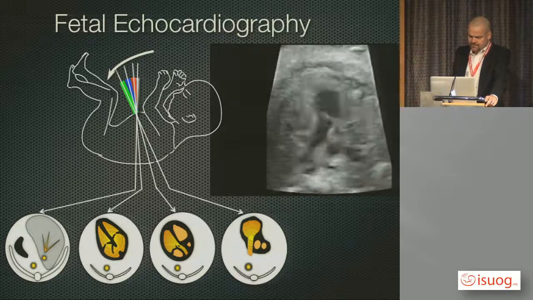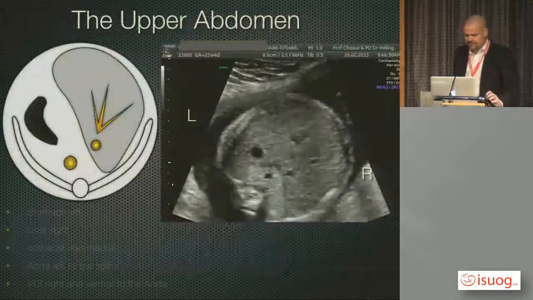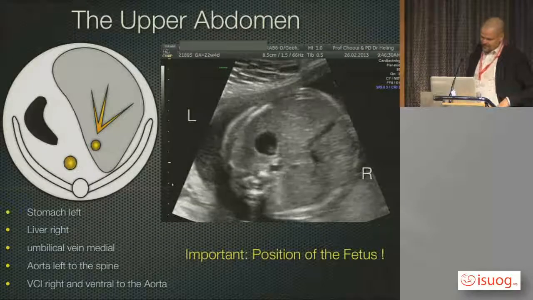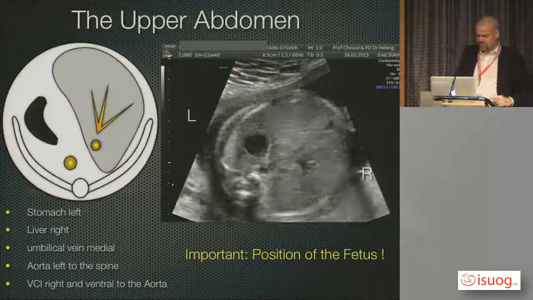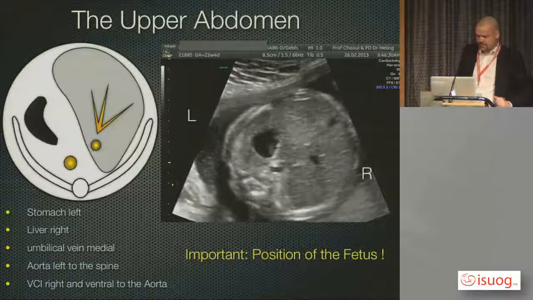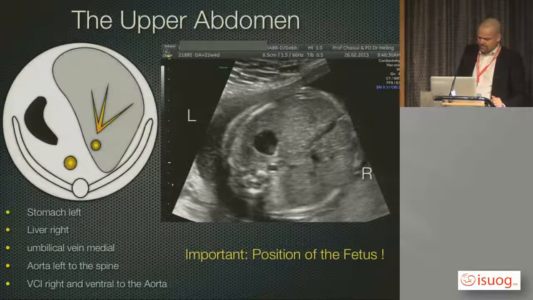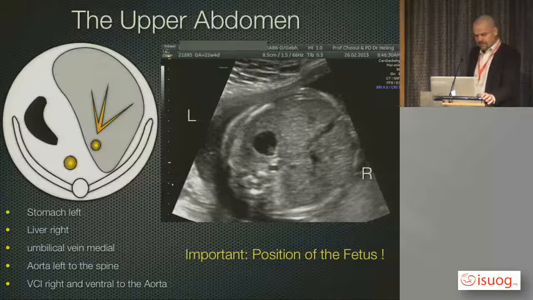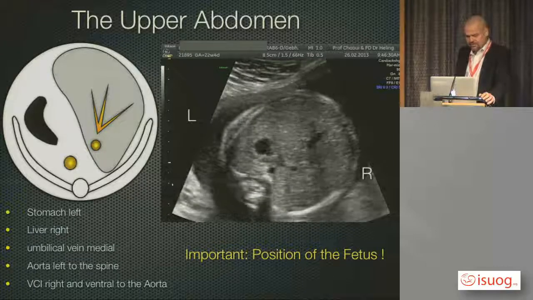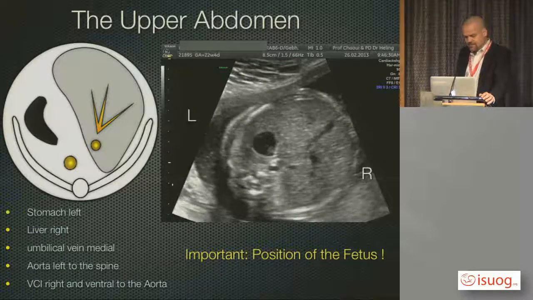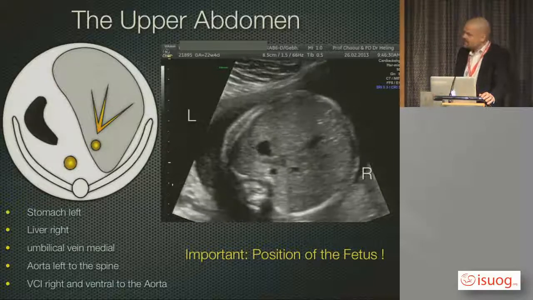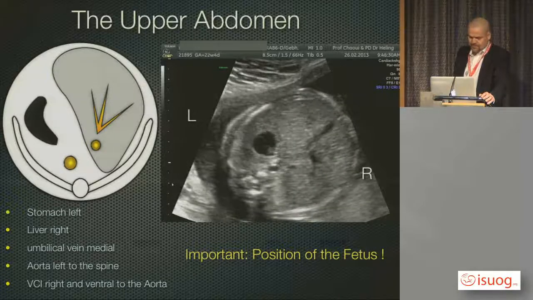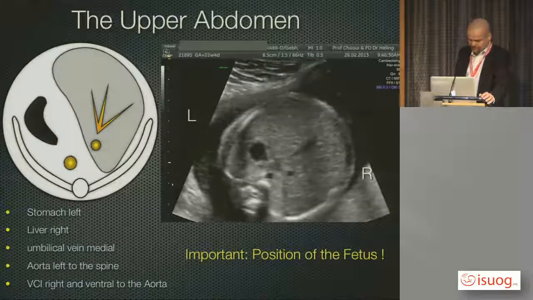The first plane for the normal fetal echocardiography is the upper abdomen, and it is very important to know the position of the fetus. Is it a vertex or a breech presentation, and you know where is left and where is right, and you know that the stomach is left, the liver is right, and the aorta is left close to the spine, and the inferior vena cava is more ventral and right to the aorta.